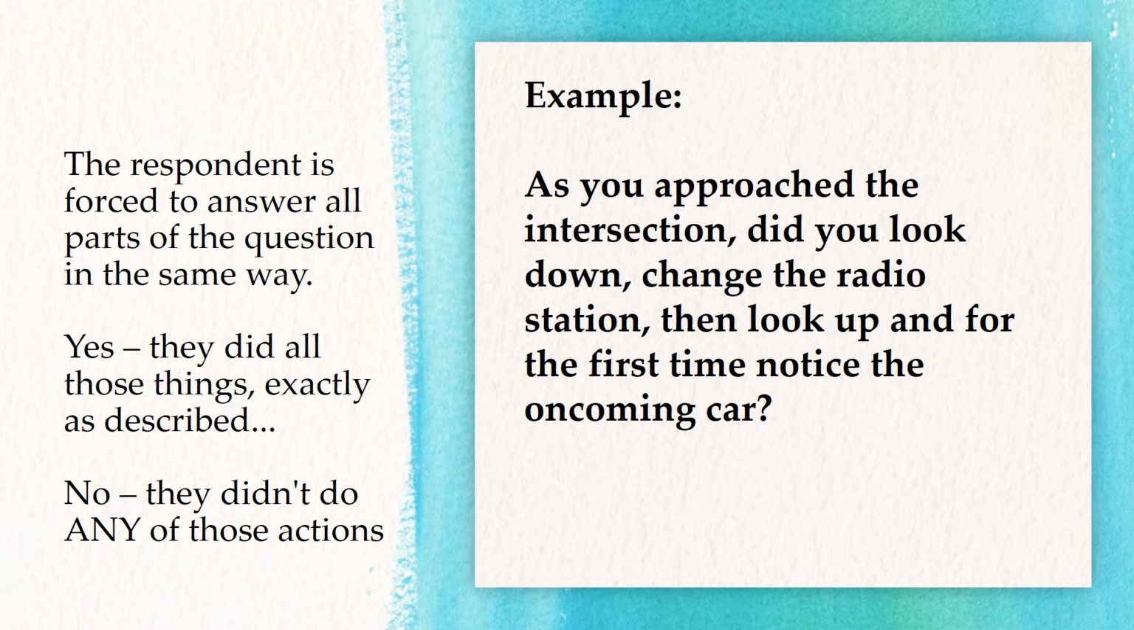If someone approaches you with a question like this, the best thing to do is break it down. If someone came up to me and asked me this question in a courtroom, I would have to say, okay, no, that was not the first time I was aware of the oncoming car. Did I look down and change the radio station for a second, then look back up? Yes, I did. But I noticed the oncoming car before I changed the radio station. So they're phrasing it in a way for you to answer as a yes-no close-ended question, but definitely address all the parts of this multiple-faceted question.